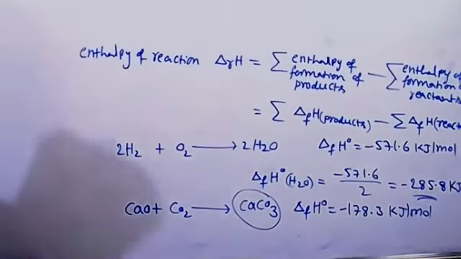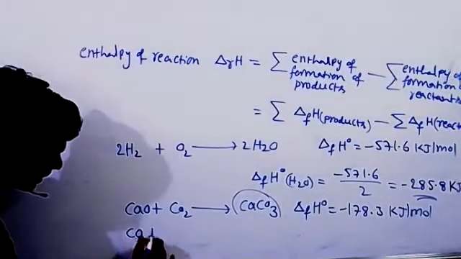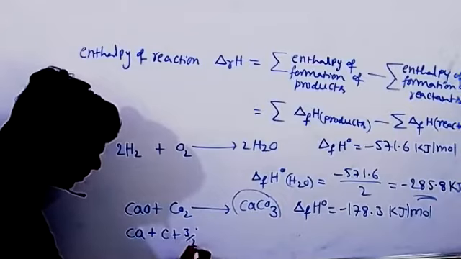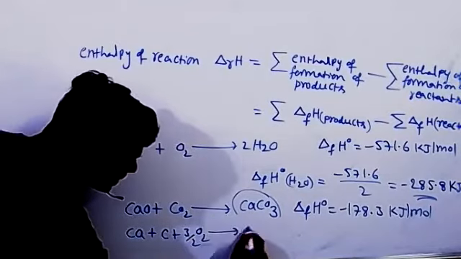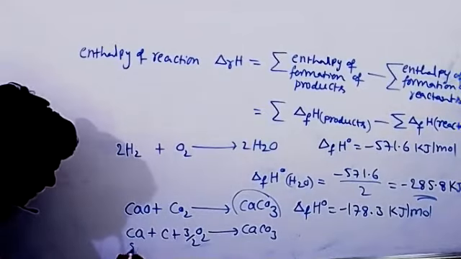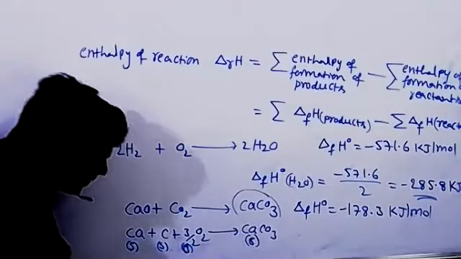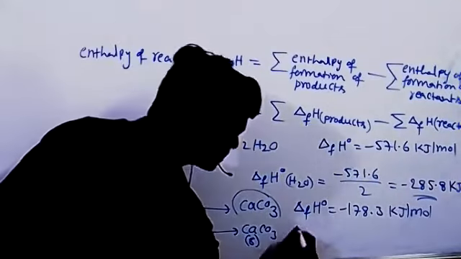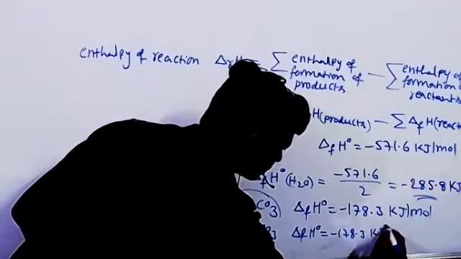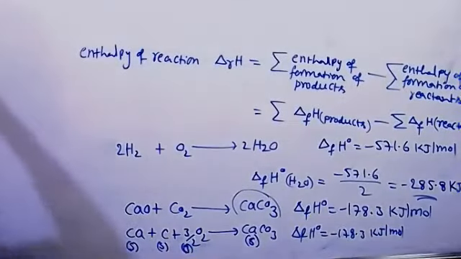The correct reaction is Ca plus C plus 3/2 O2 gives CaCO3. This is the correct one. We need to write the physical states also. Calcium is solid, carbon is solid, oxygen is in gaseous state, CaCO3 is solid. Now the enthalpy of formation is minus 178.3 kilojoule per mole. This is the correct way of representing the enthalpy of formation of a compound.